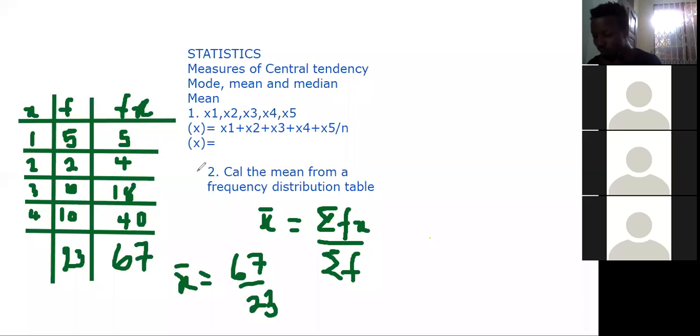So let's do it. We have to find the mean.